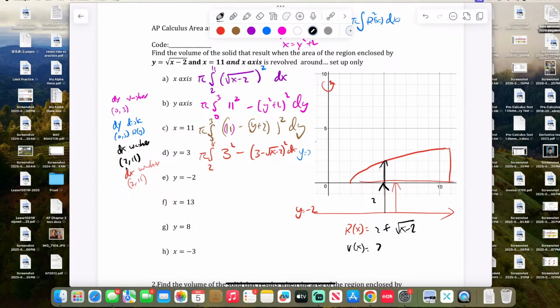2, good. So it'll be the integration between 2 and 11 of pi, and the big radius squared will be 2 plus root x minus 2, in parentheses, squared, minus 2 squared, dx. Don't forget the square, don't forget dx, don't forget the pi.